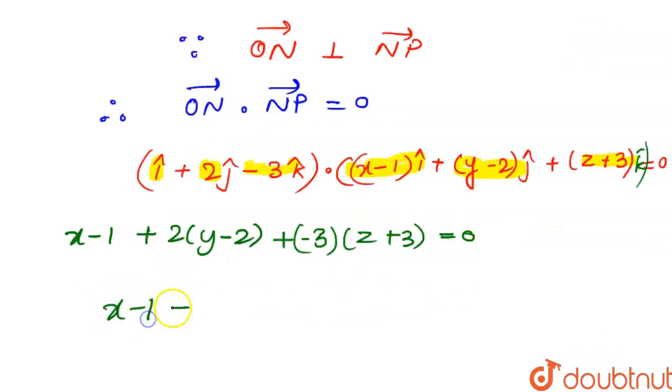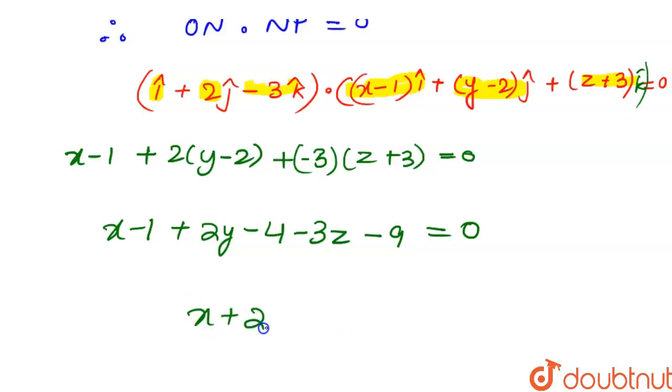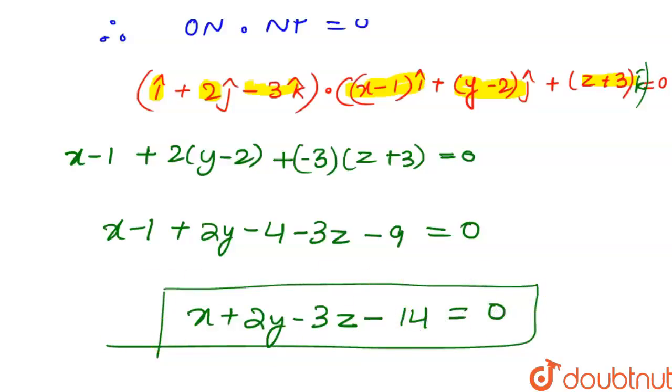It will become x minus 1 plus 2y minus 4 minus 3z minus 9 equals 0, and this will give us x plus 2y minus 3z minus 14 equals 0. So this will be our final equation of the plane.